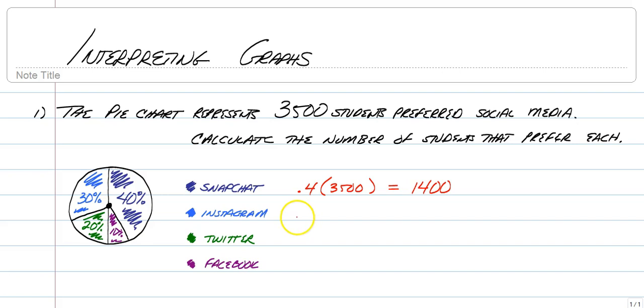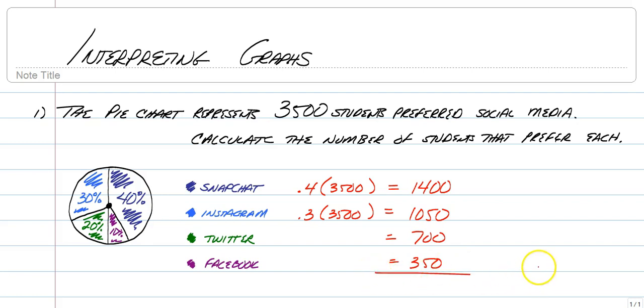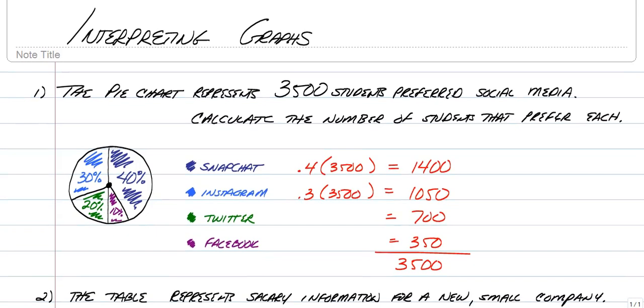And then you would do the exact same for Instagram, but Instagram is 30% just by looking at the color of the legend and the actual part of the pie. So that would be 0.3 times 3,500, and that would give you 1,050. So obviously for Twitter, you're going to multiply by 0.2, and for Facebook, you're going to multiply by 0.1. So you would find out that you have 700 students that prefer Twitter and only 350 that prefer Facebook. Now, if you were to add those all together, you want to make sure that it adds up to the 3,500 students to make sure that you did things correctly. But that's how you interpret a pie chart when you are given percentages and a total number of students. So that one should not have been too bad.